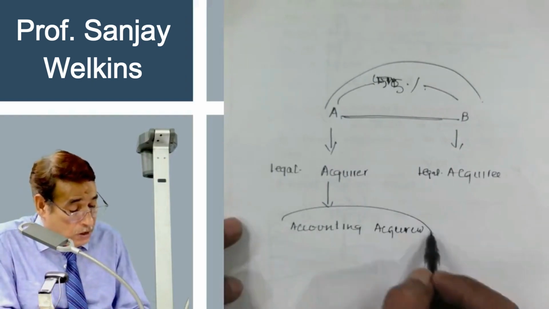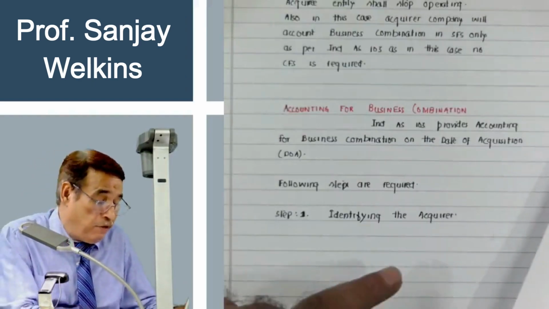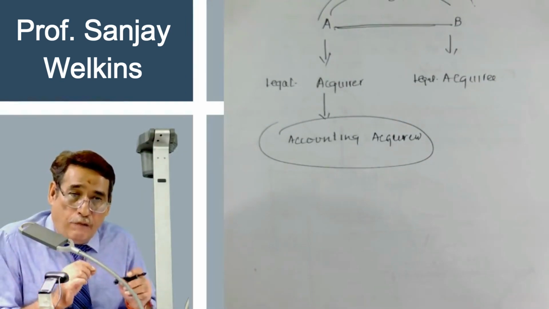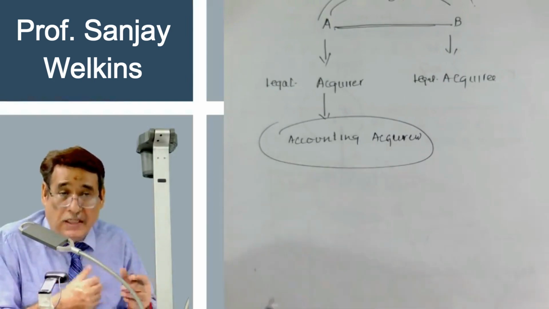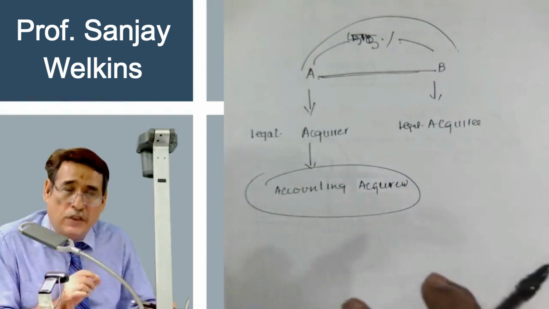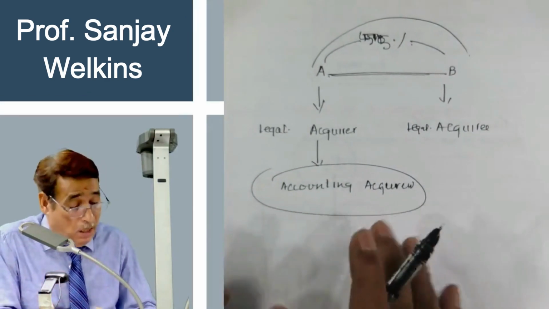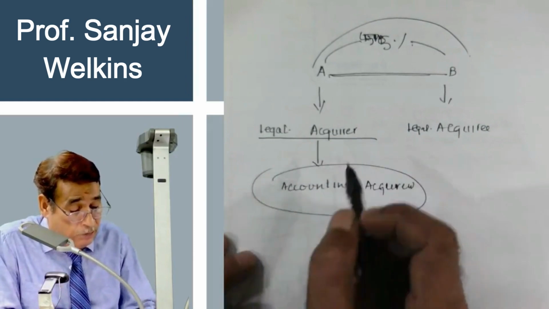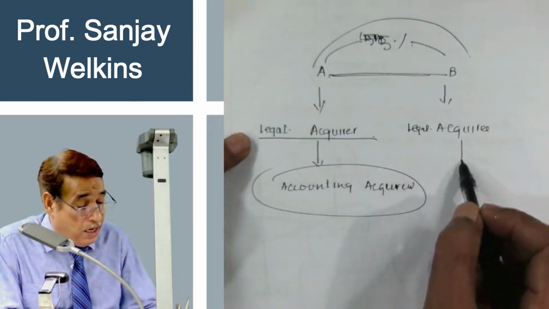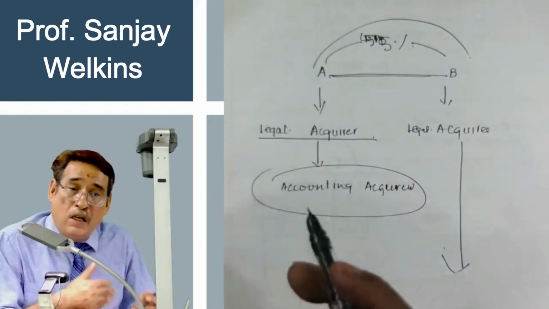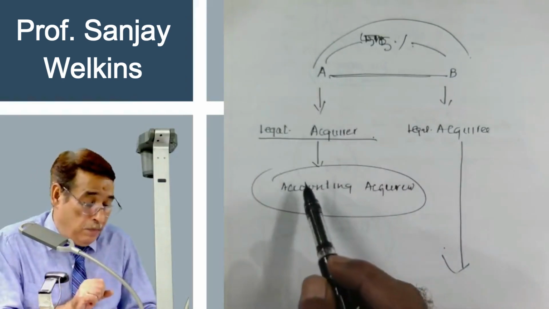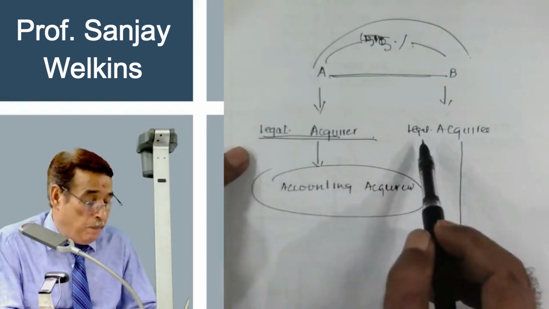Actually, as per this particular step, when we say identifying the acquirer, it basically means for the purpose of accounting, who is the acquirer? It means that in some rare situations, in spite of the fact that someone is the legal acquirer, for the purpose of accounting another entity may come into play. Are you getting my point or not? For example, here A Limited has taken over B Limited. So A is the legal acquirer, B is the legal acquiree.